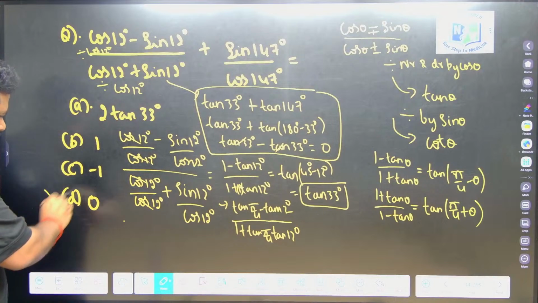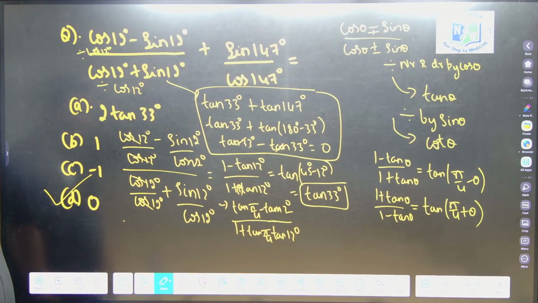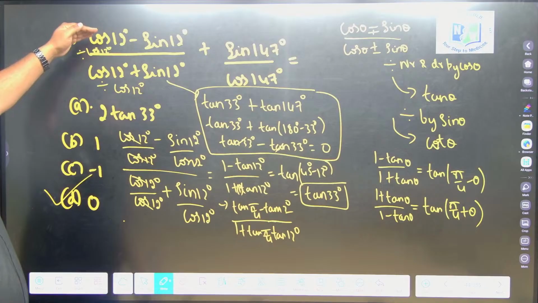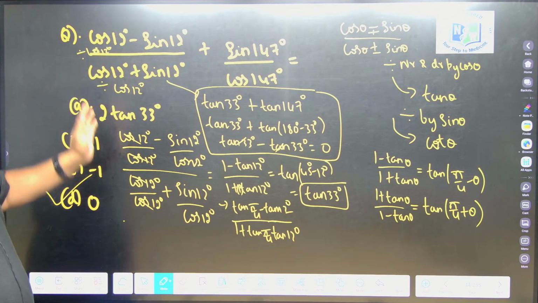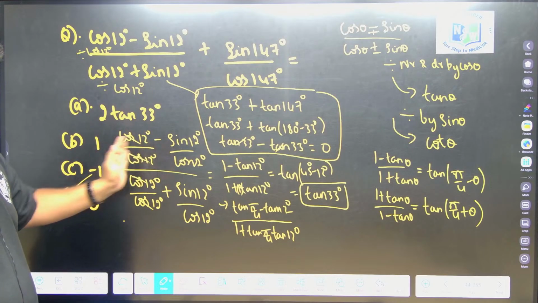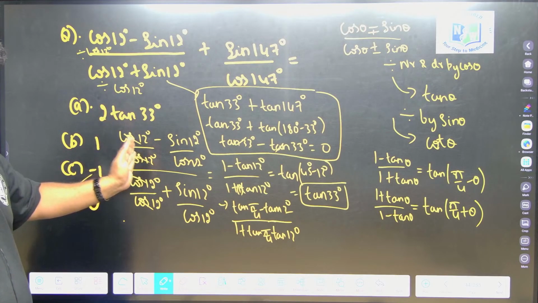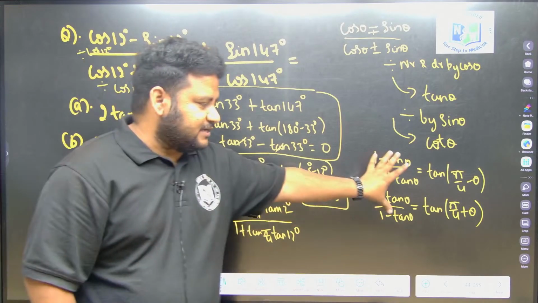So, see here, option D is the right answer, friends. Here I illustrated that if you get cos minus sin by cos plus sin, you divide by cos. So we will get it in the form of either 1 minus tan by 1 plus tan, or 1 plus tan by 1 minus tan. For that I have written the results here.